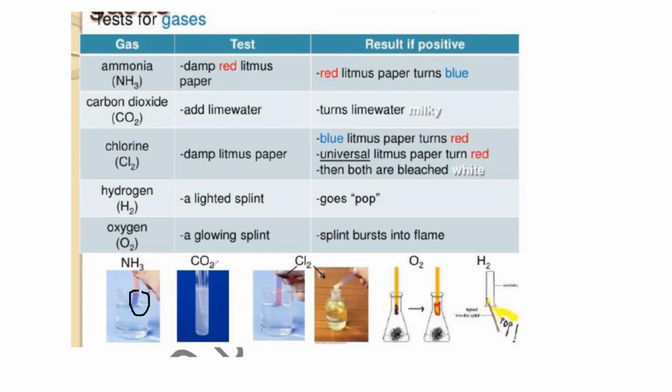If it is chlorine gas, you can see first it turned red and then it bleaches. The term bleach means it turned white. Originally, chlorine first turned blue litmus red and then it bleaches. If hydrogen is there, it will give a pop sound.